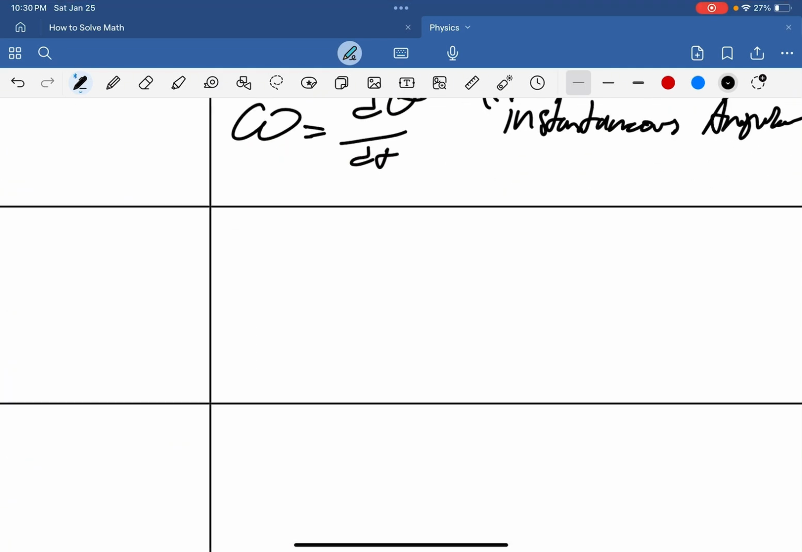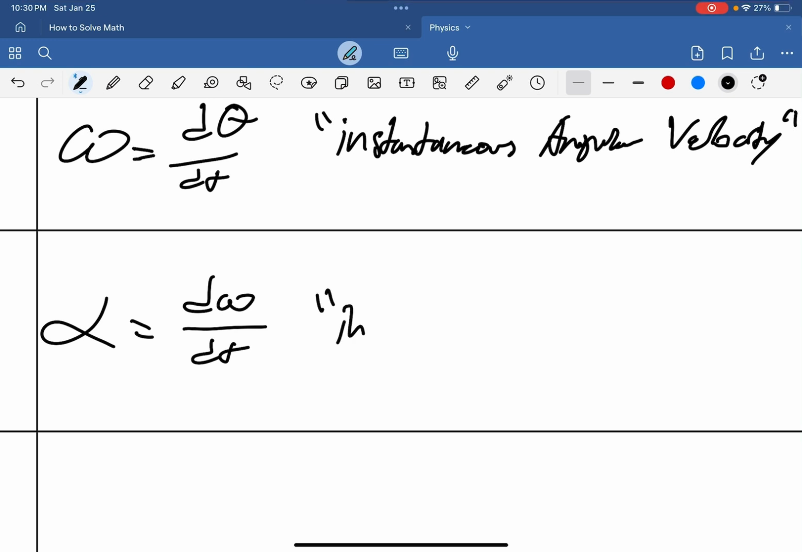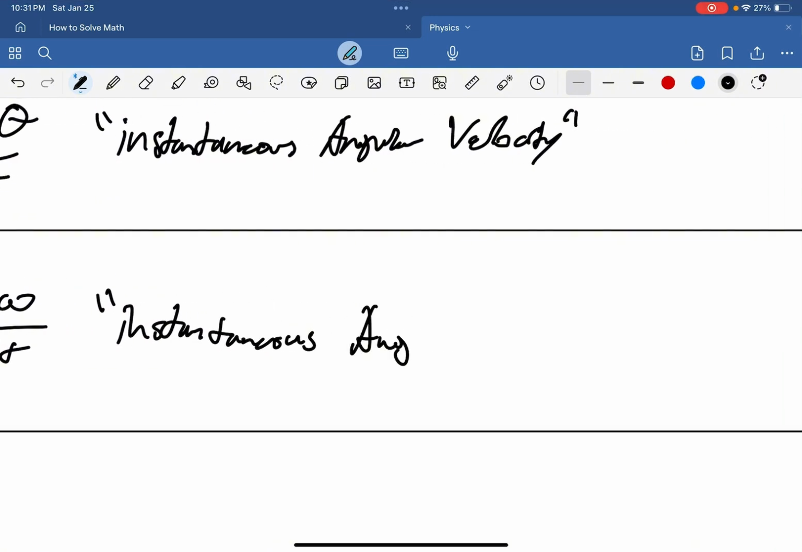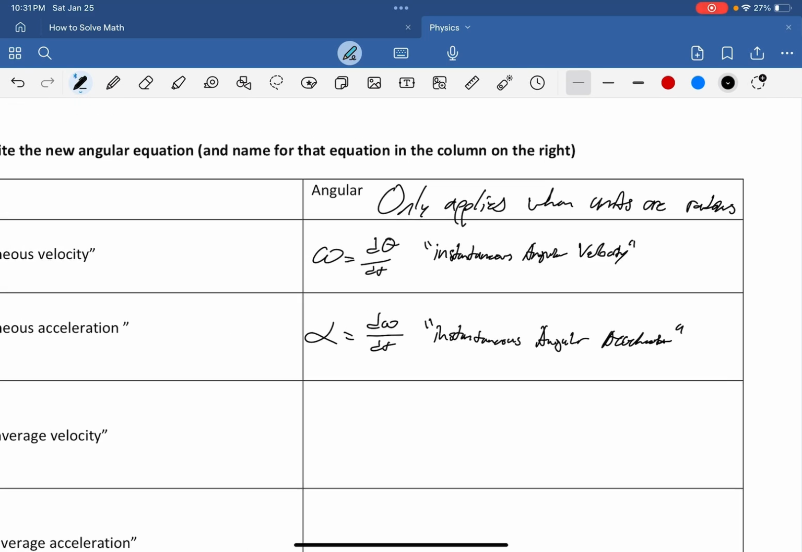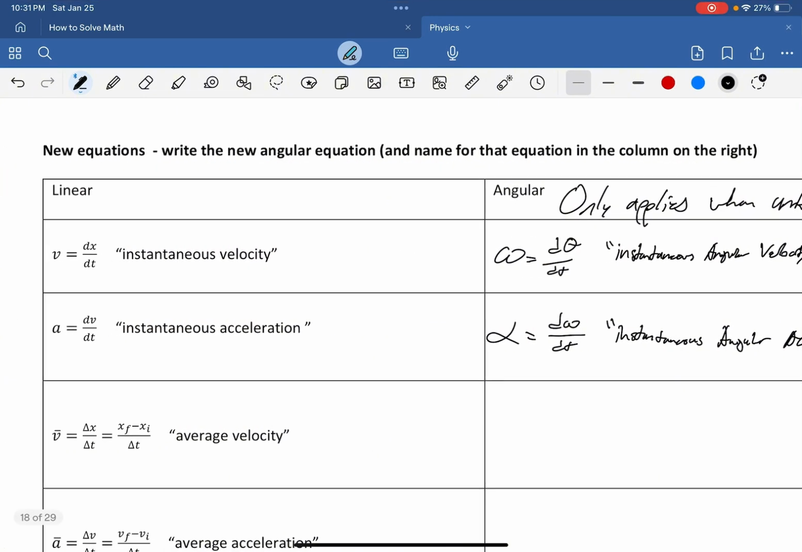Alpha is equal to dv, not dv, sorry, d omega over dt, which means instantaneous angular acceleration, which just means acceleration at that one point. All right. Yeah, so instantaneous angular acceleration.